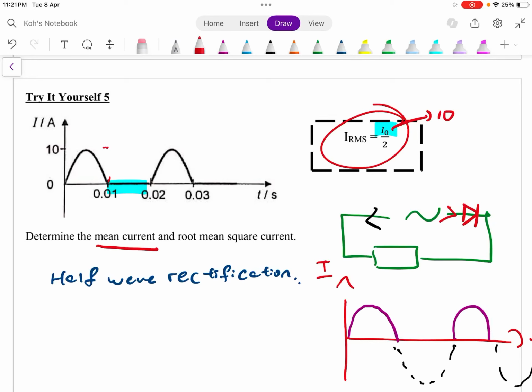Okay, let us learn how to derive the root mean square current of a half-wave rectified current. So for example, we have this current against time graph with a period of about 0.02 seconds, and of course a peak current of 10 ampere.